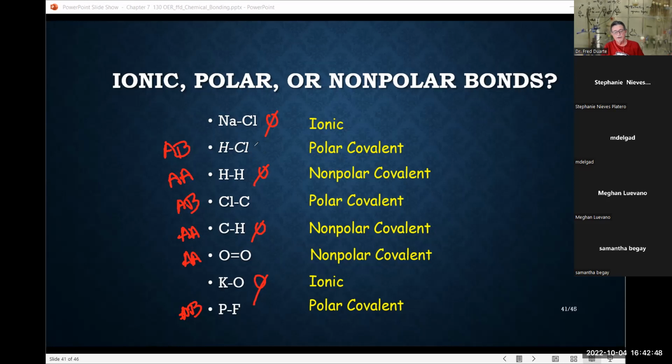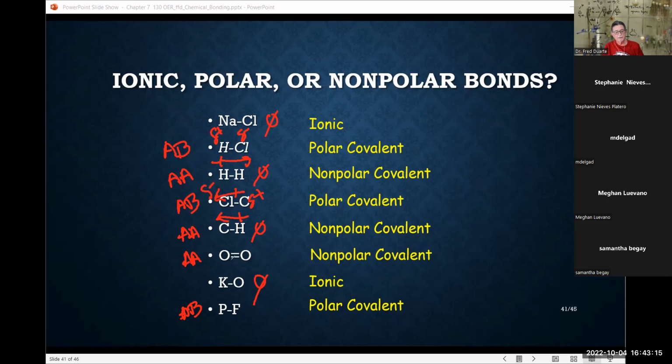So hydrogen chloride, the arrow should be going from left to right, okay? Because chloride is a lot more electronegative. So we get a partial negative on the chloride, partial positive on the hydrogen. Carbon chloride, going from right to left. Right there, you got a partial positive on the carbon, partial negative on the chloride.